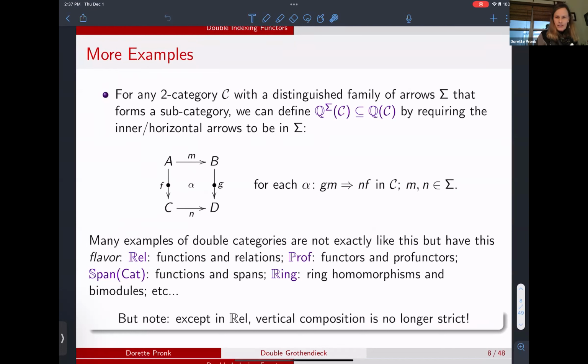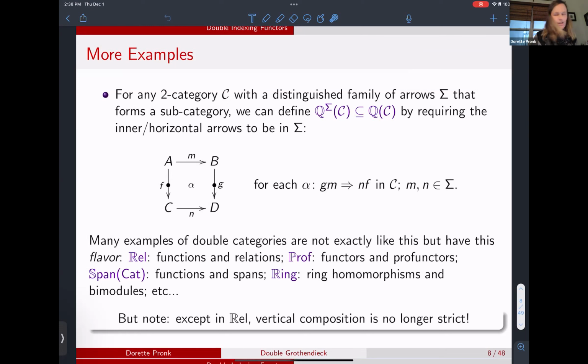If you have a two category with a distinguished family of arrows sigma, then Q sigma of C will be the double category where I'm assuming that the horizontal arrows are taken in the smaller class. And there are a number of examples of these that are actually not strict, not all of them at least. So for Rel, we have functions and relations.